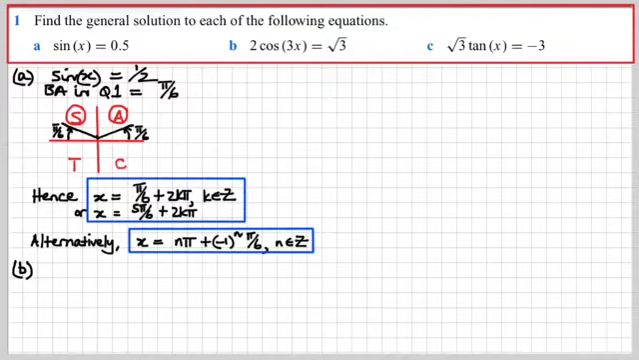Right, here comes B. 2 cos 3x equals root 3. Okay, therefore cos of 3x equals root 3 on 2. Now, same old, same old. We go for the basic angle now.